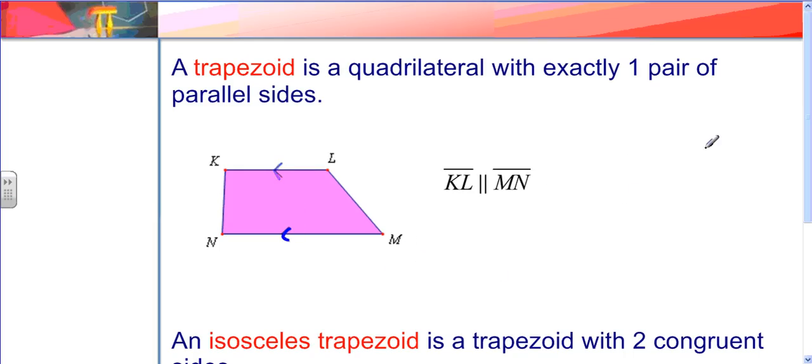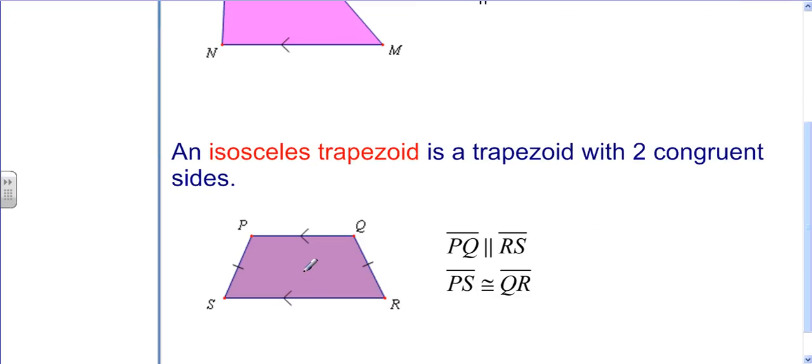Now, one of the things that I want you to be aware of is that a trapezoid does not have to look like this. This is often what people think of when they think of a trapezoid, but this is actually an isosceles trapezoid. An isosceles trapezoid is a trapezoid that has two congruent sides. The congruent sides cannot be the parallel sides. So you can see we got the parallel sides on the top and the bottom, and then we have the congruent sides on the left and the right.